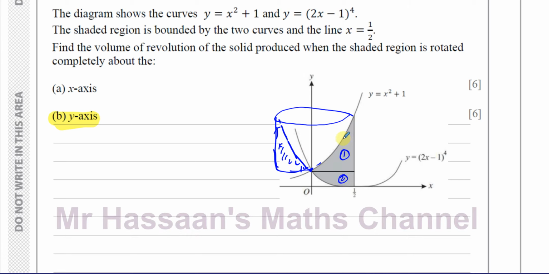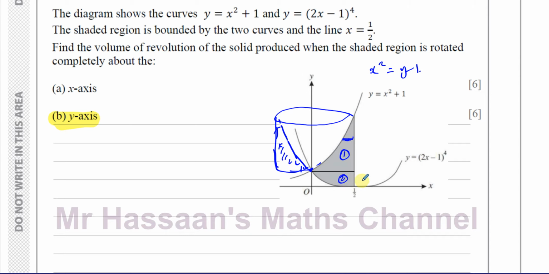Or we could just find the volume between this line, x equals a half, and this curve, but the curve has to be expressed as x equals. So it'll be x squared equals y minus 1. And in fact, that form will help us for what we have to do here. So I'm going to leave it like that.